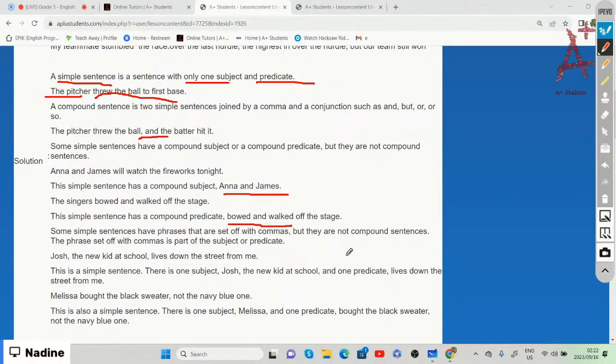So Josh, the new kid at school, it's like they're putting emphasis on the new kid at school. And it has one predicate, which is lives down the street from me.